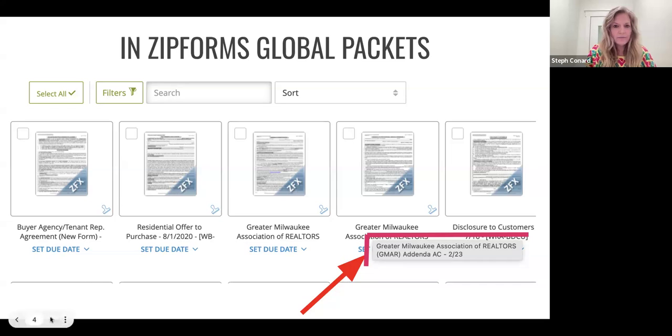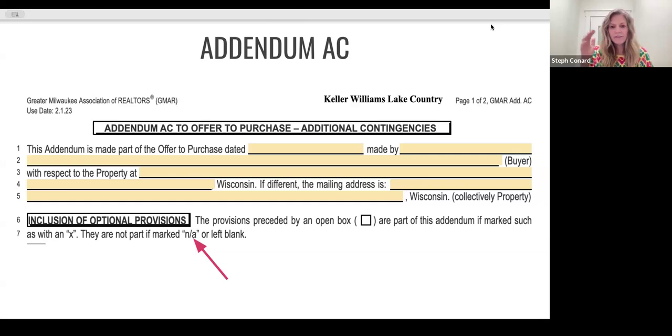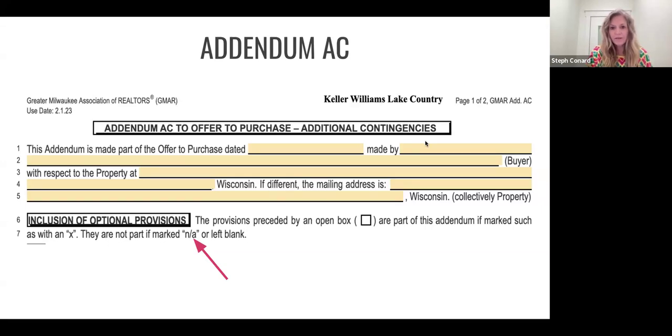All right. And then to start us off, so it's a 2-page document. This is just the top section of it. This should look familiar to you. So you're going to fill it in as normal. This addendum is made part of the offer to purchase dated, and you'll put in the date made by the buyer. You'll put in the buyer's name.